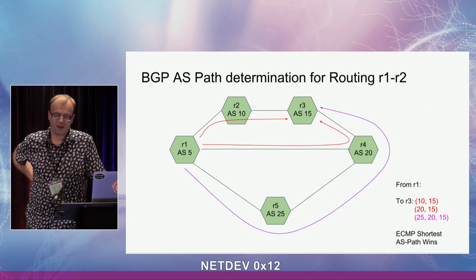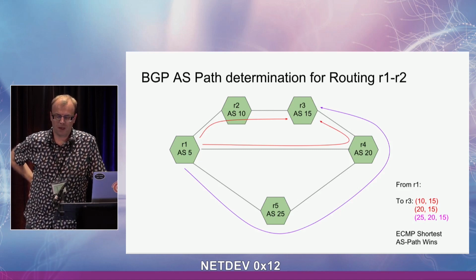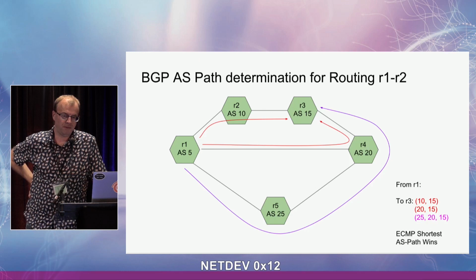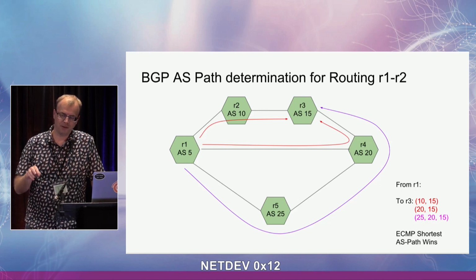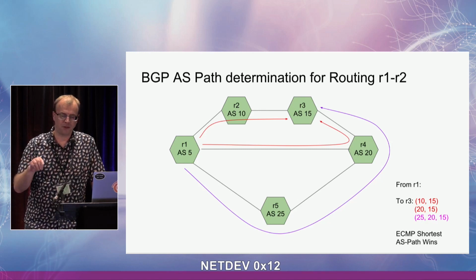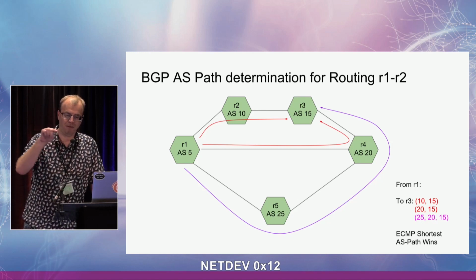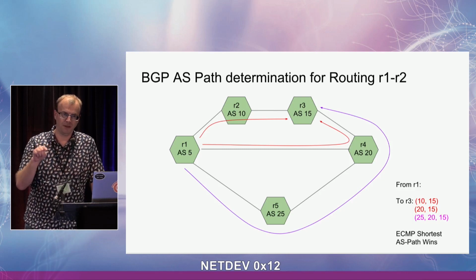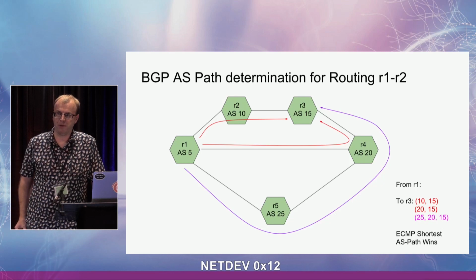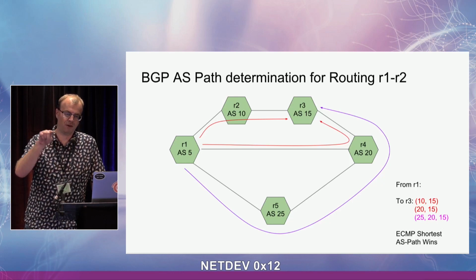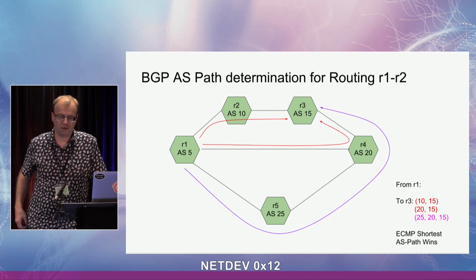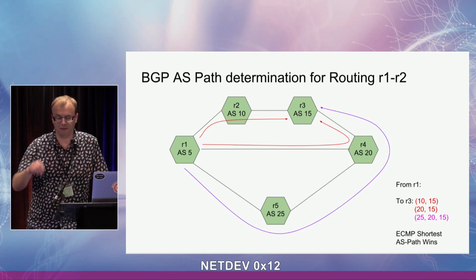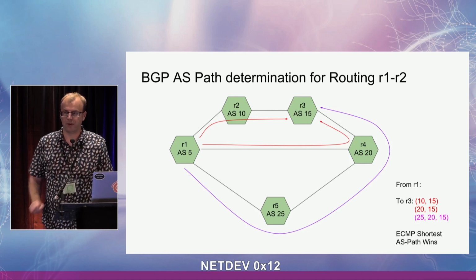In this next slide, I wanted to show an example of ECMP. If I wanted to get to R3 from R1, there are 2 paths that would actually be equal. The top path, which is 10 to 15, and the middle path, 20 to 15, would be considered ECMP, and we would install both next hops, R2 and R4, from BGP's perspective. And then finally, the third one is 25, 20, 15.